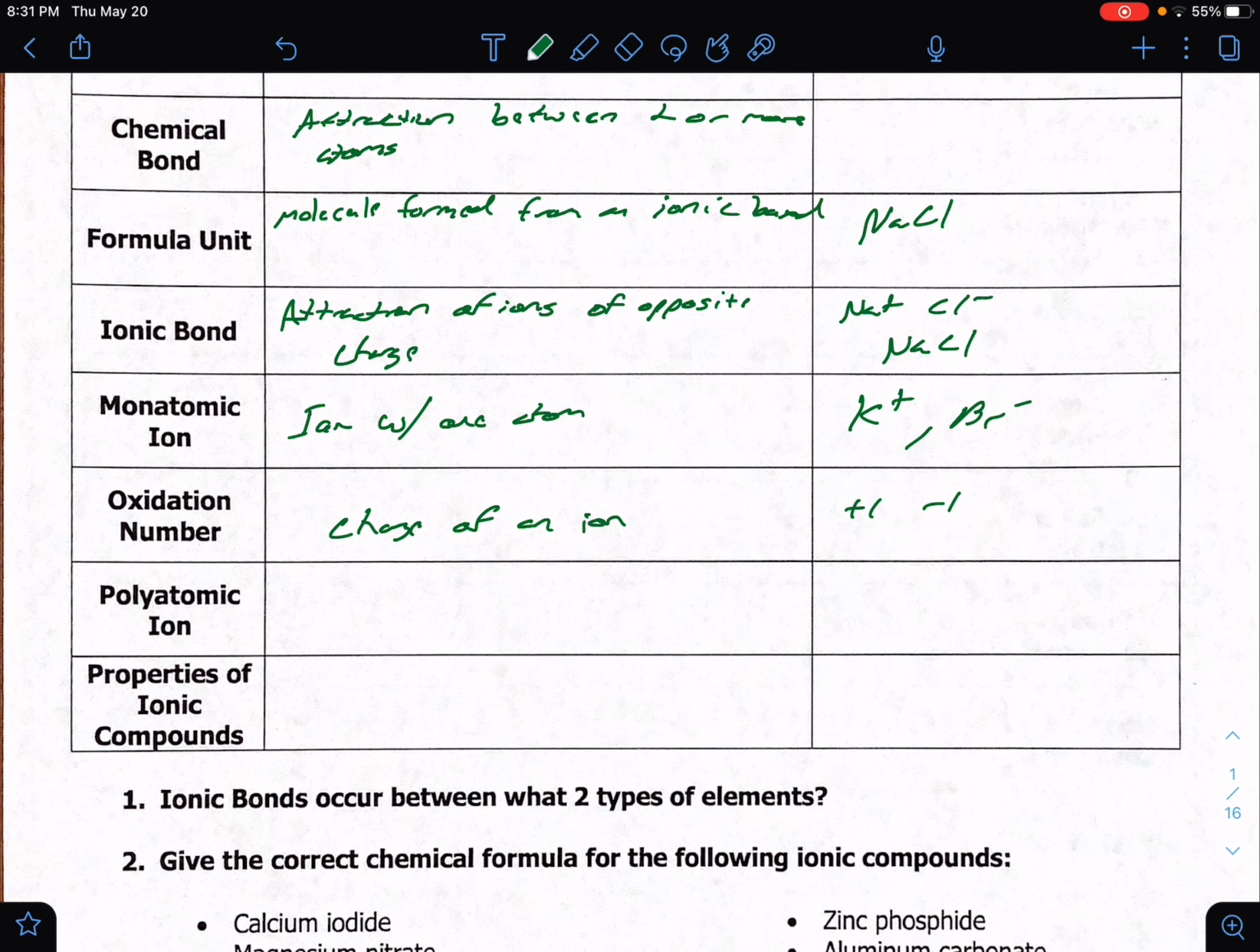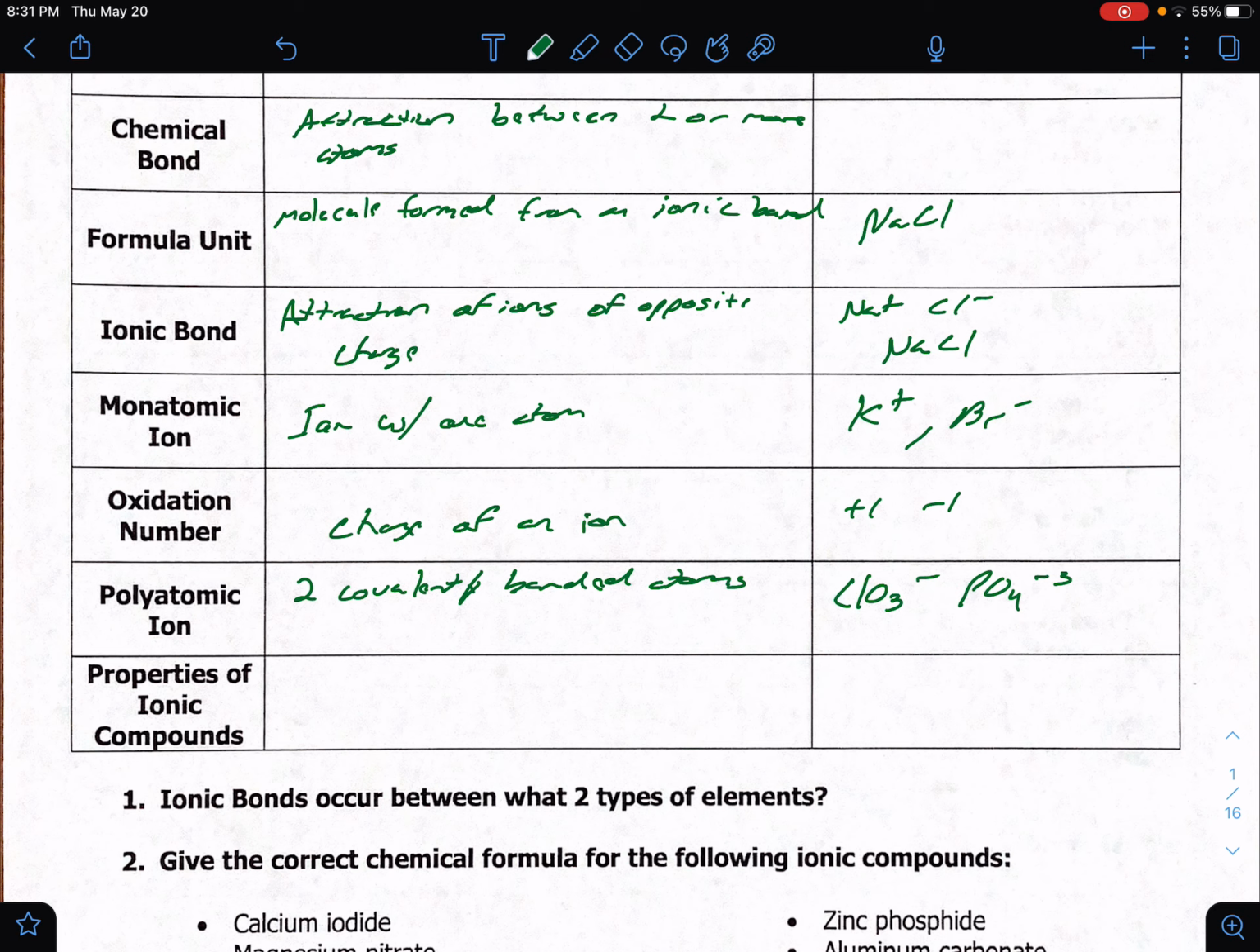Polyatomic ions are things like you see on your polyatomic list. They're just covalently bonded atoms. You can bear with my hand right now, I'm sitting in a weird position. Something like this would be chlorate, ClO3 with a minus, or phosphate, PO4 with a -3. Those would be polyatomic ions.